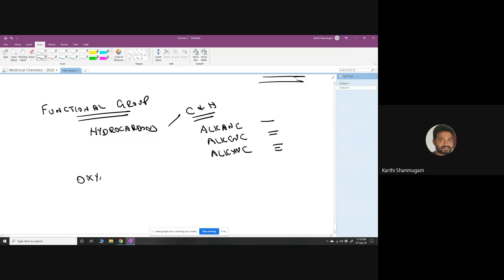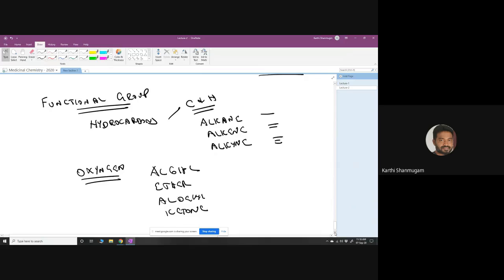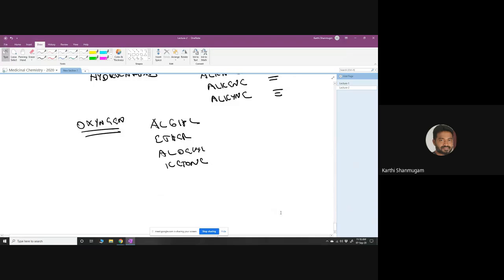Can you name the functional groups we discussed having an oxygen atom? Alcohol, ether, absolutely right. Then aldehyde, ketone. Who is answering? Aishwarya, sir. Okay, ketone. Anything else? Quickly. Okay, so those are examples of functional groups containing an oxygen atom, right?